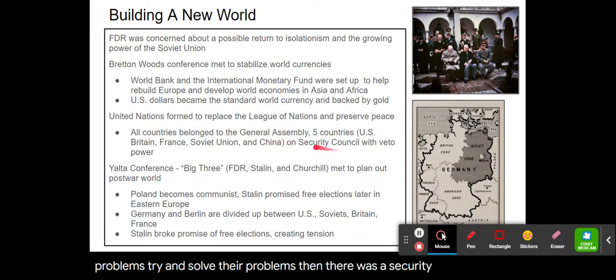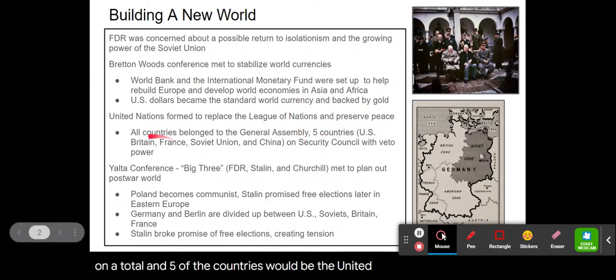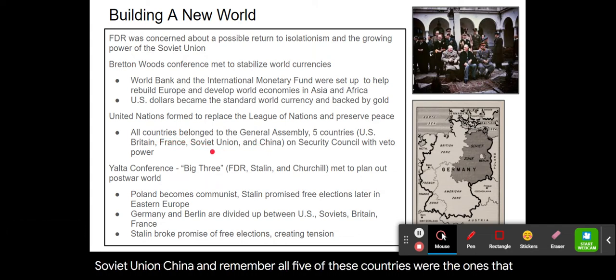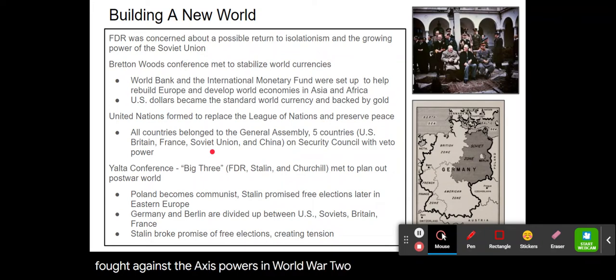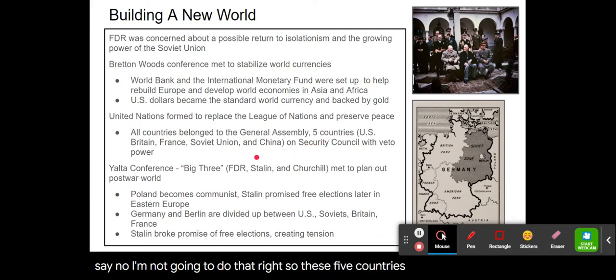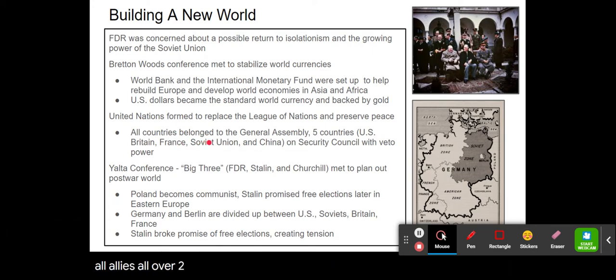And then there was a Security Council. The Security Council is a much smaller group. There's, I think, 11 countries on it total. And 5 of the countries would be the United States, Britain, France, the Soviet Union, and China. And remember, all 5 of these countries were the ones that fought against the Axis powers in World War II. So they fought against Germany, Italy, and Japan. And they had veto power. That means that when you veto something, you can reject it, you can say, nope, I'm not going to do that, right? So these 5 countries had that veto power. So it gave them a lot more power in the United Nations. And notice how these were all allies in World War II. So the United Nations was designed to preserve that peace.